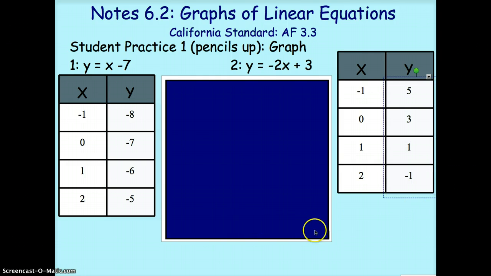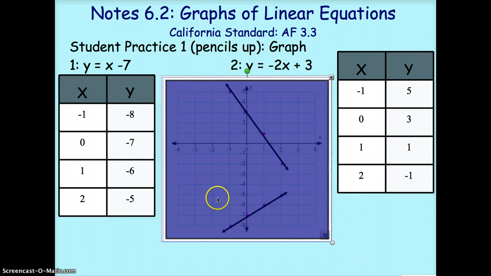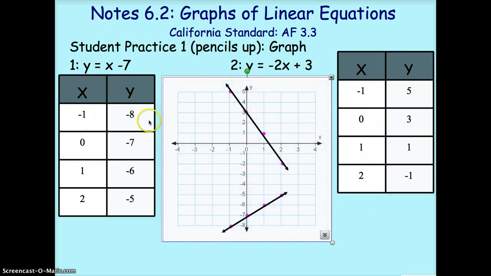Now I only had room to make one graph, so I had to do both of them on the same graph. But as you can see, negative 1, negative 8 is going to be this graph right here, going upwards. And then negative 1, positive 5 is going to be here, going downwards. So those are the two.